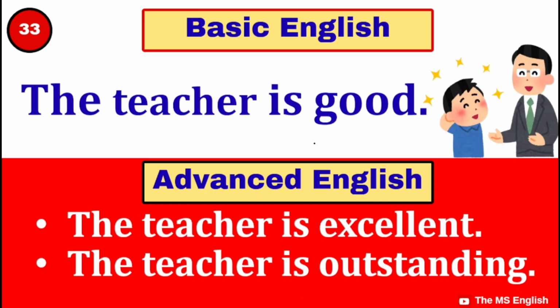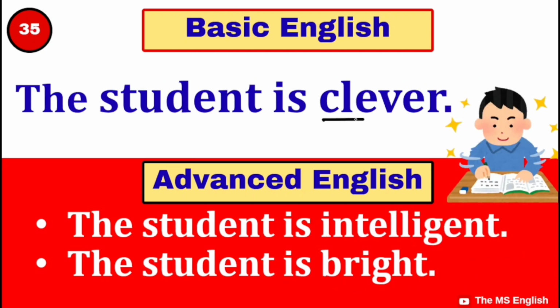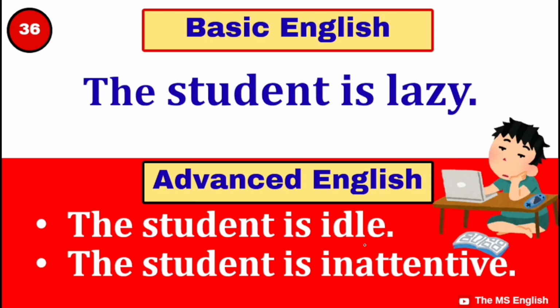The shop is shut. The shop is not operating. The teacher is good. The teacher is excellent. The teacher is outstanding. The teacher is strict. The teacher is stern. The teacher is rigorous. The student is clever. The student is intelligent. The student is bright. The student is lazy. The student is idle. The student is inattentive.